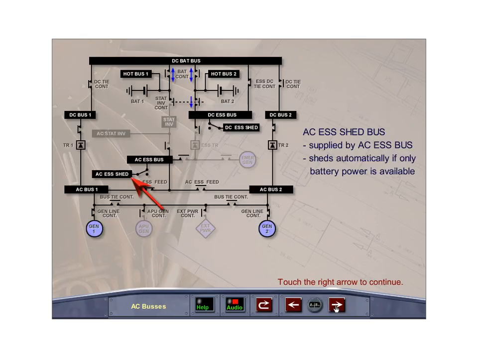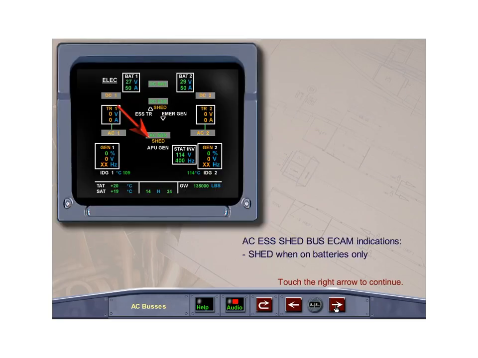The AC Essential shed bus is powered by the AC Essential bus. In flight, the AC Essential shed bus will automatically shed if only battery power is available in order to reduce the load on the electrical system. The only ECAM indication for the AC Essential shed bus is an amber shed if the AC Essential shed bus has been automatically shed due to battery power only.